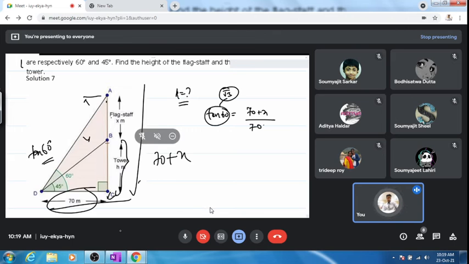Hurry up boys. There are 3 Shobhajits in the class.